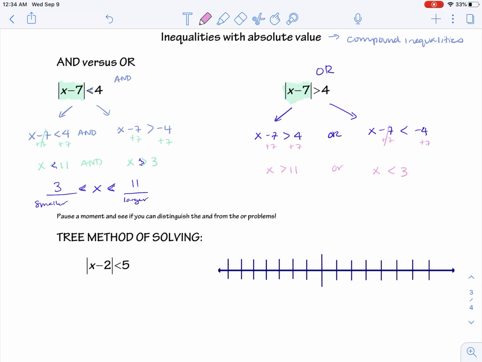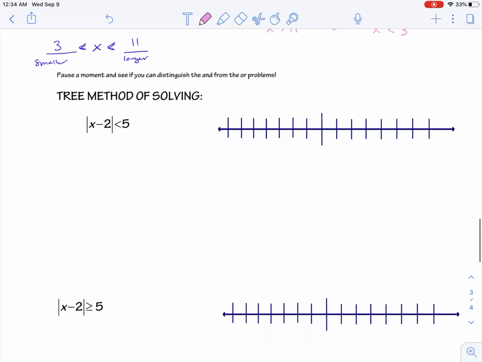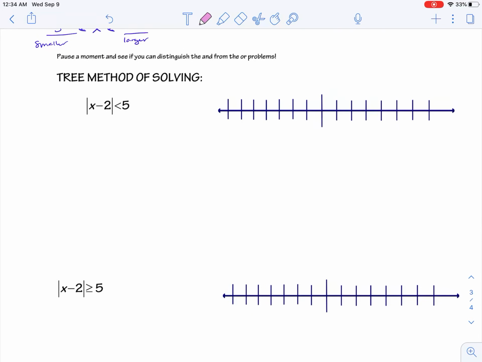So that's the setup. Let's try one more tree method of solving, just to see if we really know what's going on, and graph. So take a quick moment, like it says, pause and see if you can distinguish the and from the or problem. So which one of these is an and and which one is an or? This one, if I read it, x minus 2 is less than, so and. I do solve this as one problem by doing this. For those of you who have seen that method and understand it, feel free to get on board. But we're going to teach the tree method, though for and, I never, ever, ever use it.